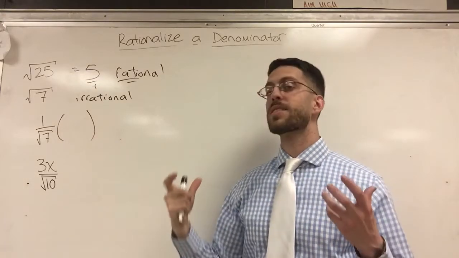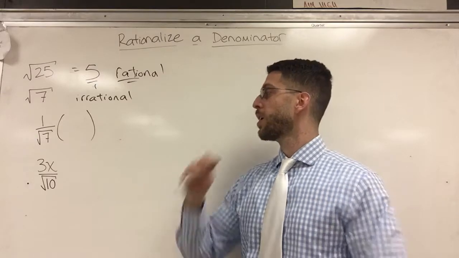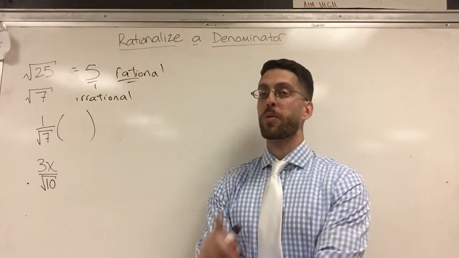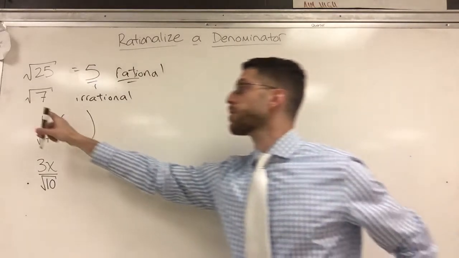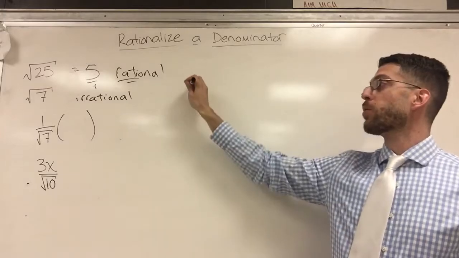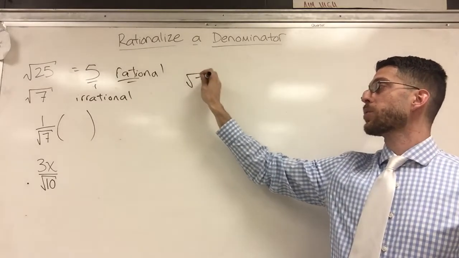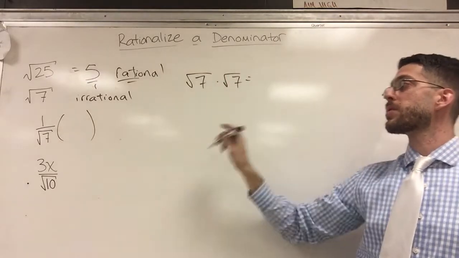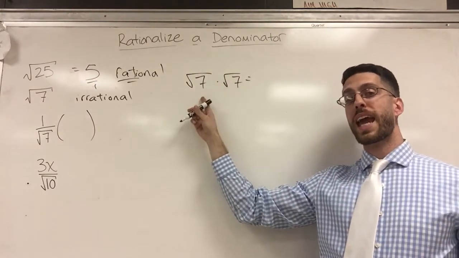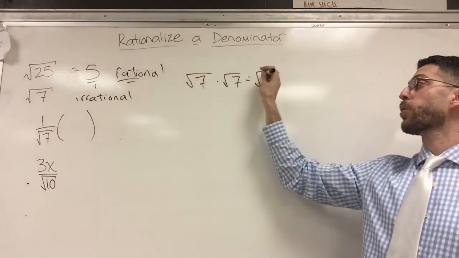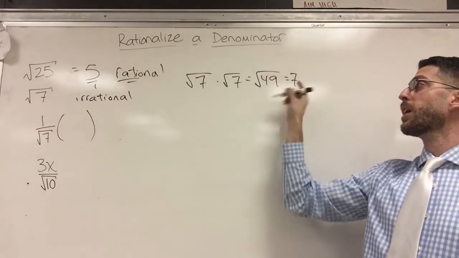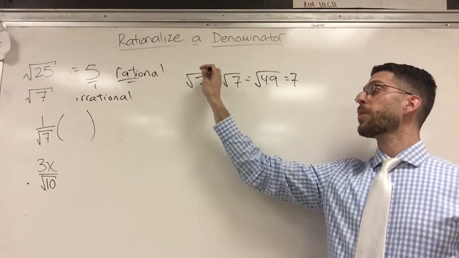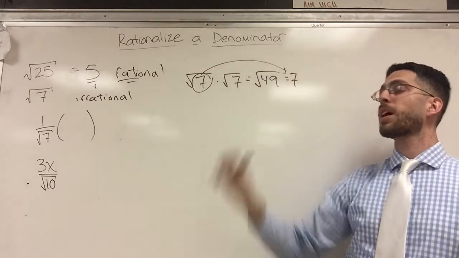I need to write it as something over itself that's going to magically turn this radical 7 into a rational number. And check this out. You see radical 7, or any radical you want, if you take a radical, I'll stick with 7, and you multiply it by itself, guess what happens? You're allowed to multiply the radicands, making this radical 49. And what's the square root of 49? 7. So what happens when you multiply a radical by itself is the number that was inside ends up coming outside.